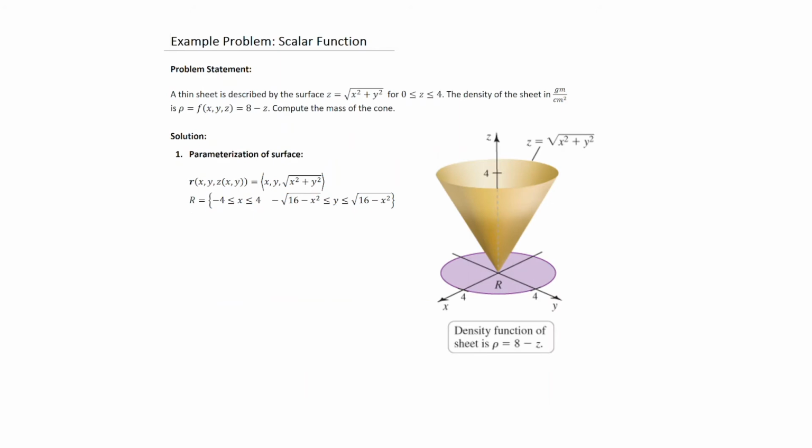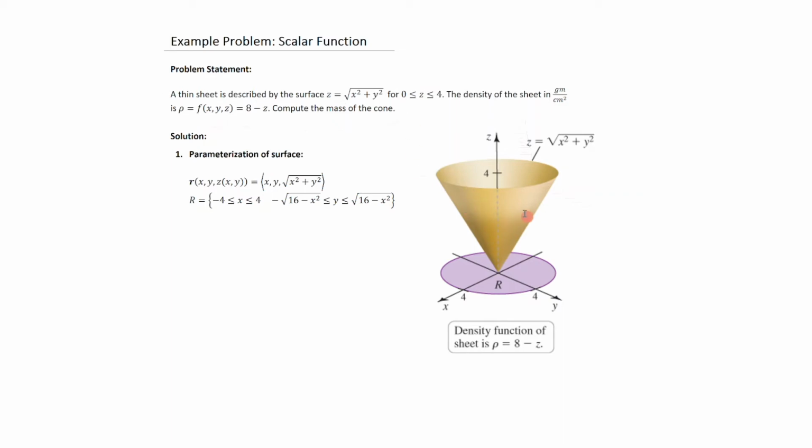Okay, so let's take this example that we just dealt with earlier and work it out for a given situation. We're talking here about a thin sheet described by the surface z equals the square root of x squared plus y squared, for 0 less than or equal to z less than or equal to 4. And the density of the sheet in grams per centimeter squared, this is CGS units, is rho equals f(x,y,z) equals 8 minus z. Compute the mass of the cone.